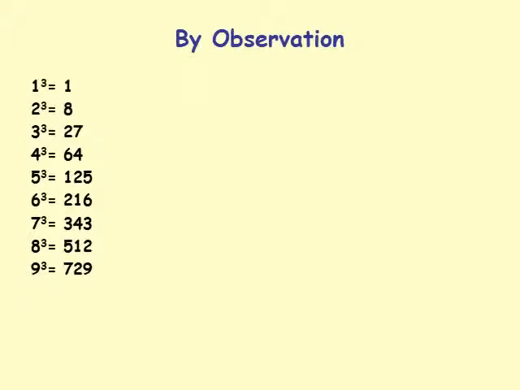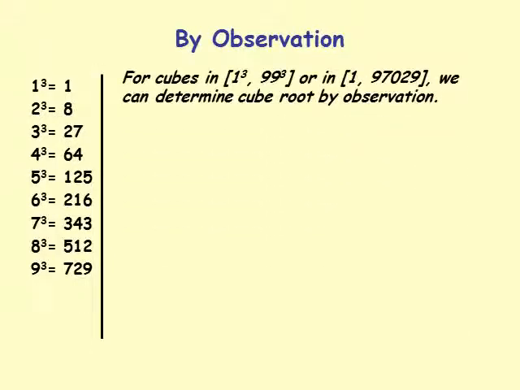This is my by observation slide, and the first thing I do is write down my first 9 cubes. 1 cubed is 1, the cube of 2 is 8, that of 3 is 27, and so on and so forth. 9 cubed is 729. I did not write that 10 cubed is 1000, which is also part of the cubes I need.